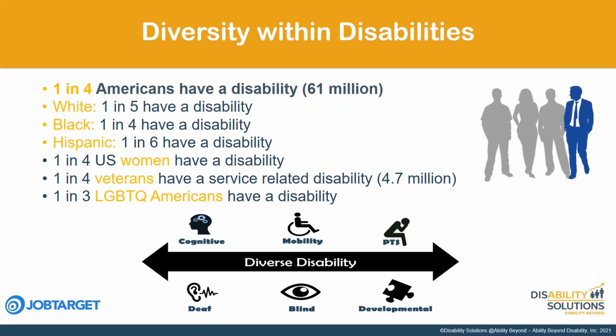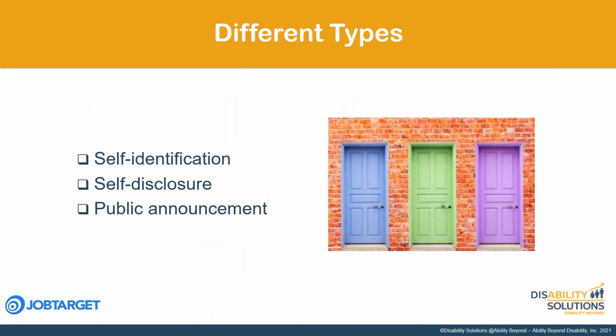Much like the veteran population, individuals with disabilities help you hit on all the diversity metrics, including African American, Hispanic, Asian, women, and so on and so forth. Therefore, when you are hiring people with disabilities, you're also going to increase your diversity outreach and hiring metrics all across the board. All right, now we're into the meat of the presentation.